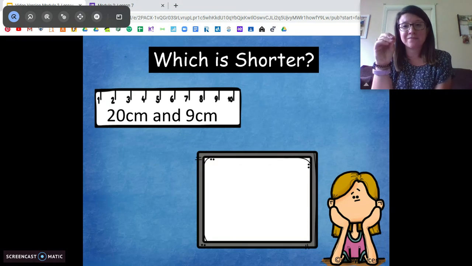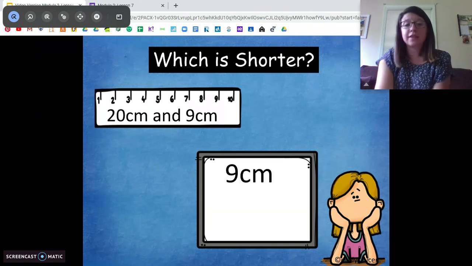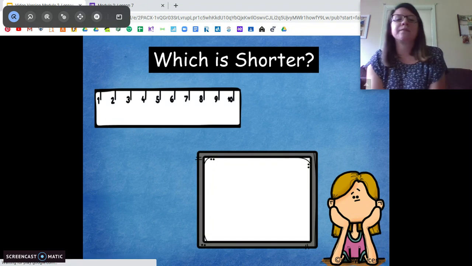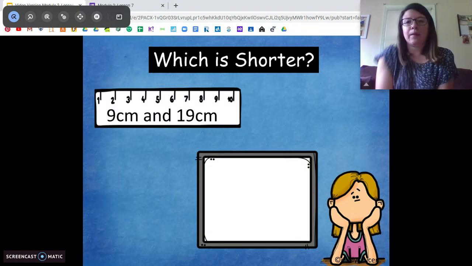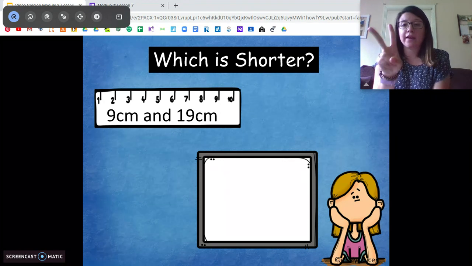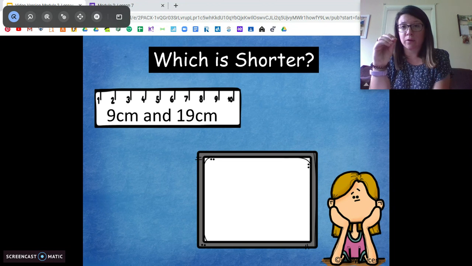Pause. Ready? Which one is shorter? 9 centimeters. And the difference. We start with the bigger number. 20 centimeters minus 9 centimeters equals 11 centimeters. Awesome work. All right, here we go. 9 centimeters and 19 centimeters. Tell me which one's shorter, and then write the difference in a number sentence. Pause and work it out.